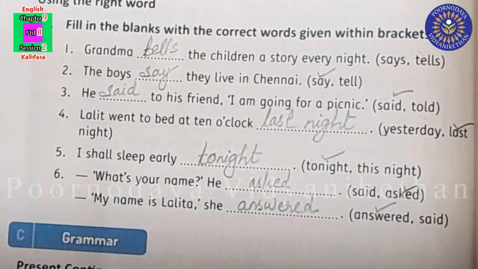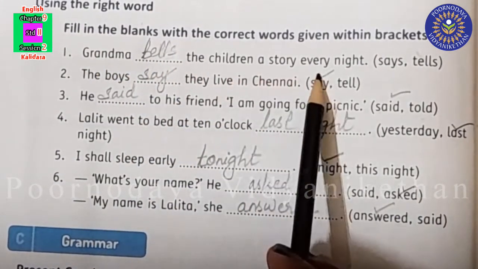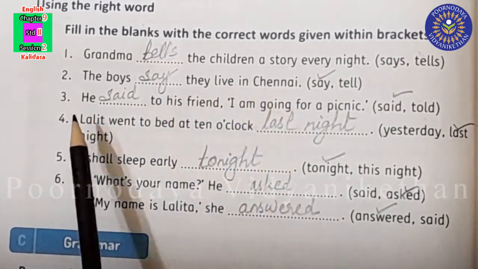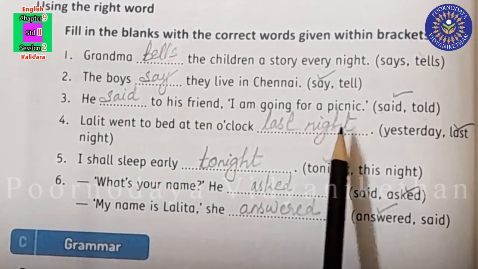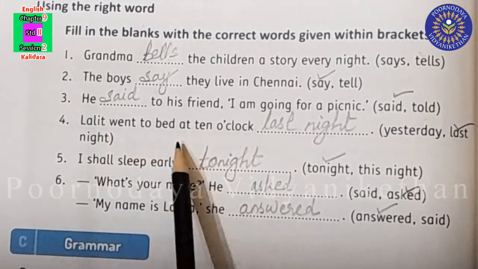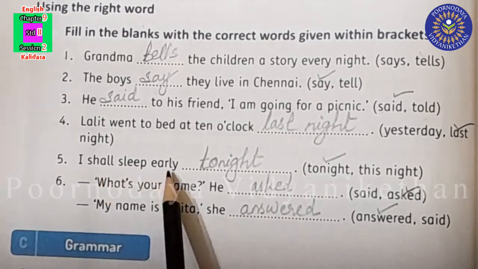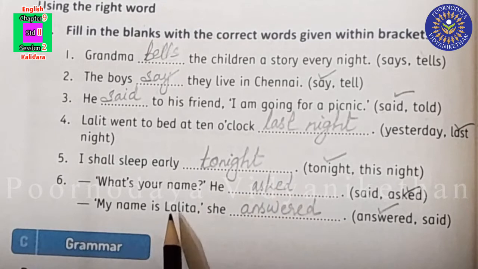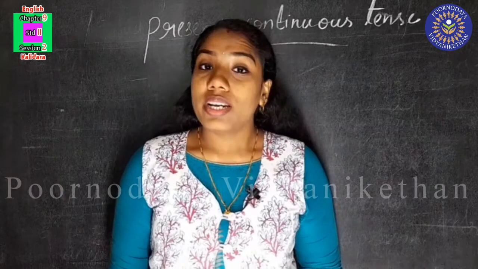Now we'll read all these sentences once again. Grandma tells the children a story every night. The boys say they live in Chennai. He said to his friend, I'm going for a picnic. Lalit went to bed at 10 o'clock last night. I shall sleep early tonight. What's your name? He asked. My name is Lalita, she answered. Now look here children.